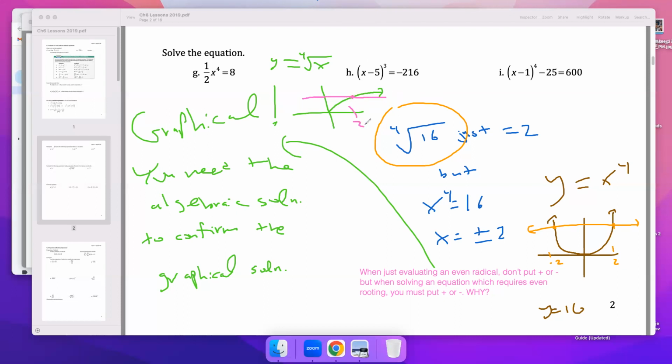That's why you don't give 2 answers when you evaluate. When you evaluate a radical, it's not an equation you're solving, you just give 1 answer, because it has to confirm graphically what's going on. That's the reason why. Sometimes people get a little confused about that, so I just want to clear that up with you guys. It will become even more clear when we start talking about graphs later in this unit.